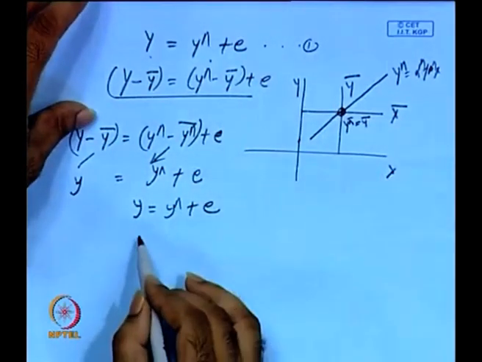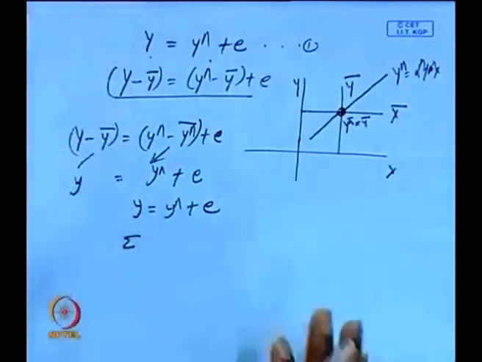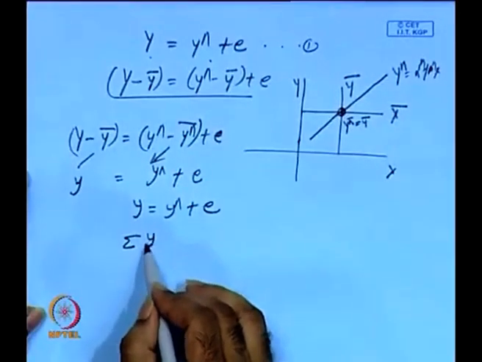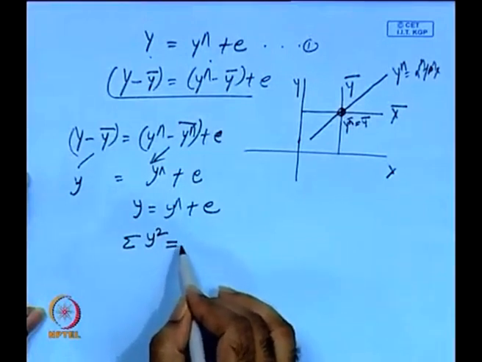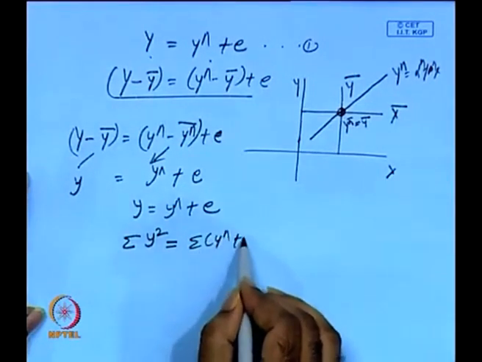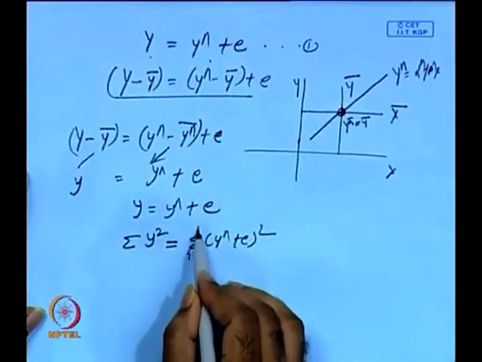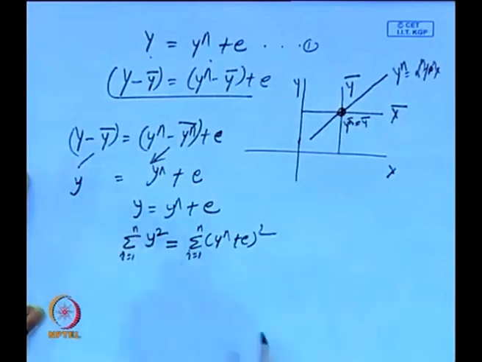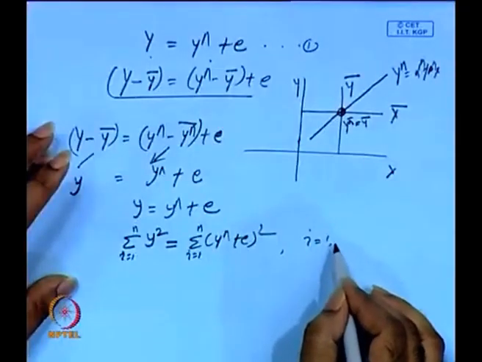Now, what we have to do is apply summation. We first apply the square on both the sides, and then apply the summation to get the entire structure. If we do that, the structure becomes summation y square equal to summation of y hat plus e whole square, with i equal to 1 to n. Here i represents the sample units, and it will start from 1 to n, because we are in the process of cross sectional modeling, and our sample unit is represented by i.